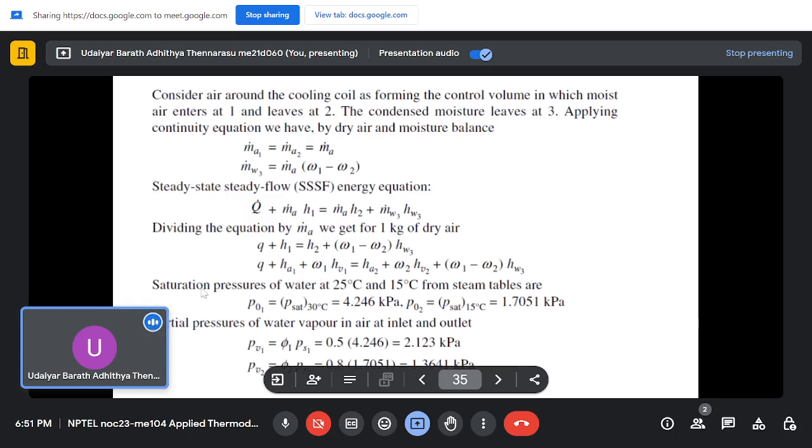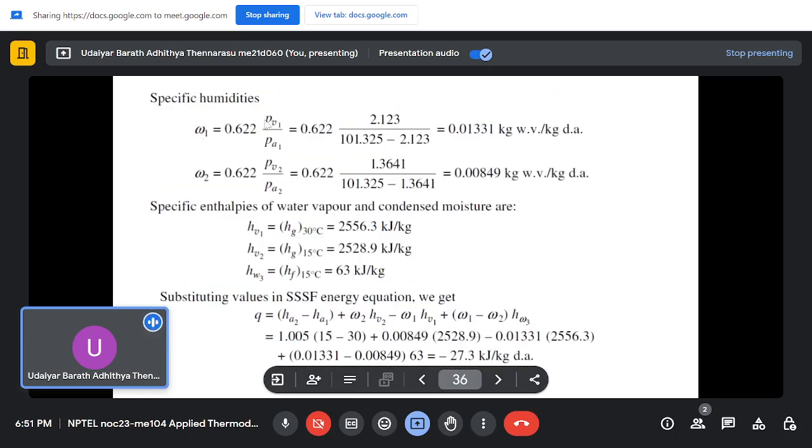So starting with the saturation pressure of water at 25 degrees Celsius and 15 degrees Celsius are 4.246 kilopascal and 1.7051 kilopascal. So we know relative humidity, so from there we can find out the partial pressure of water vapor. So PV at state 1 will be 2.123 kilopascal and PV2 will be 1.3641 kilopascal.